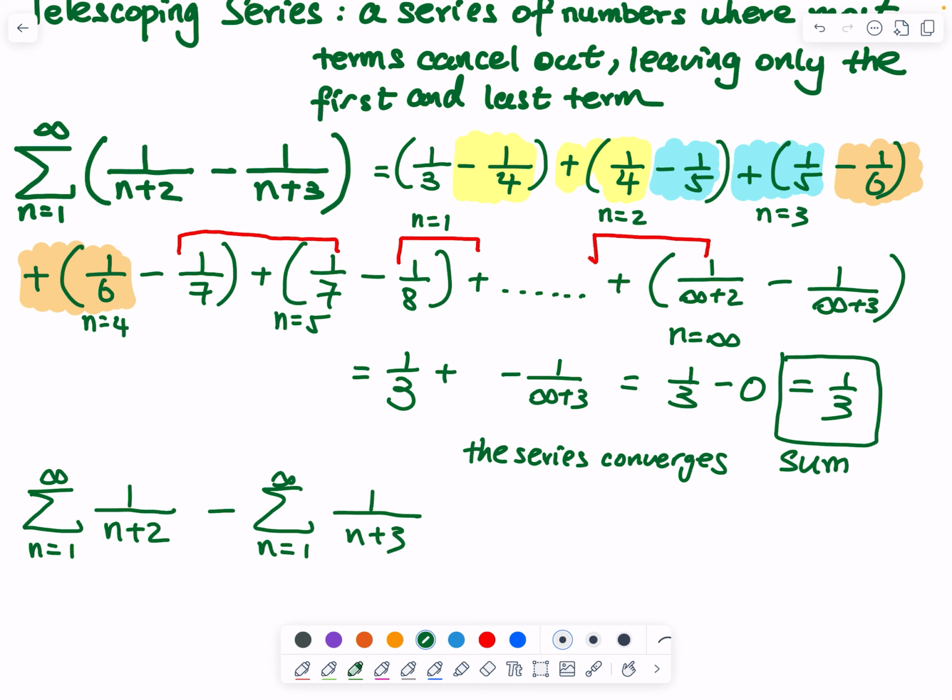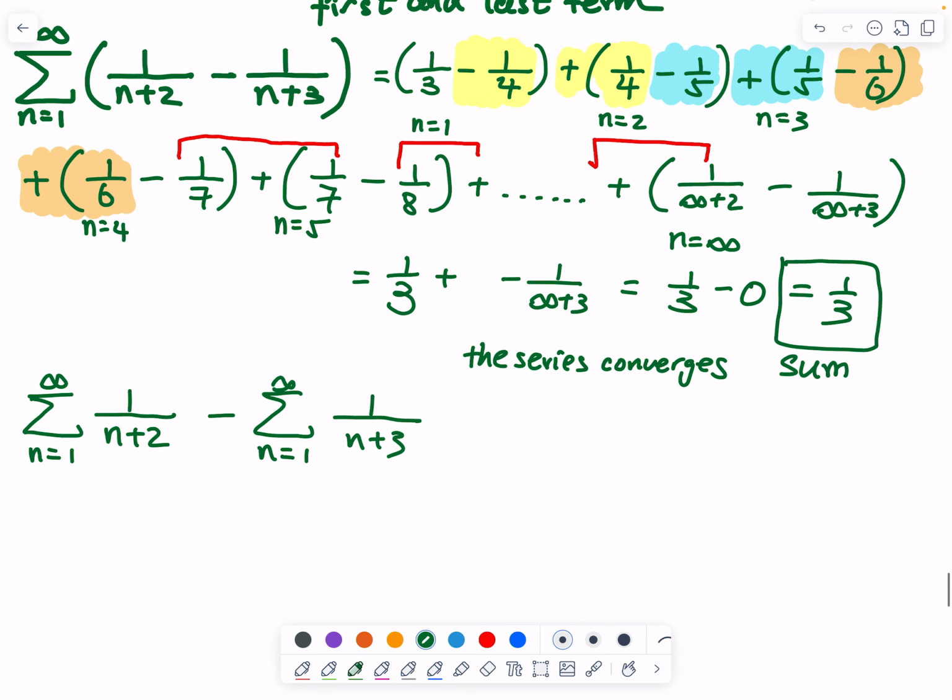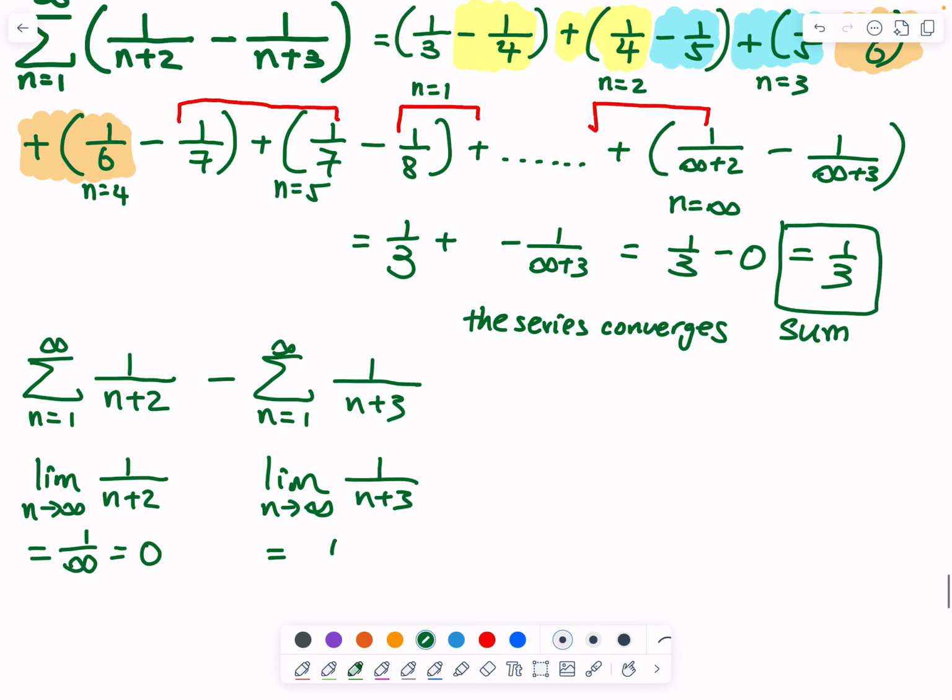You can use the nth term test. I discussed that in the previous video. The nth term test says you take the limit as n approaches infinity of 1 over n plus 2, and then the limit as n approaches infinity of 1 over n plus 3. You can say this is equal to 1 over infinity, which is equal to 0. This is 1 over infinity, which is equal to 0.